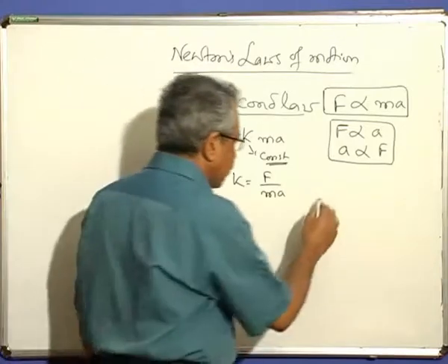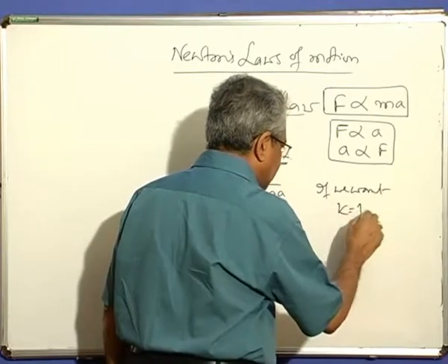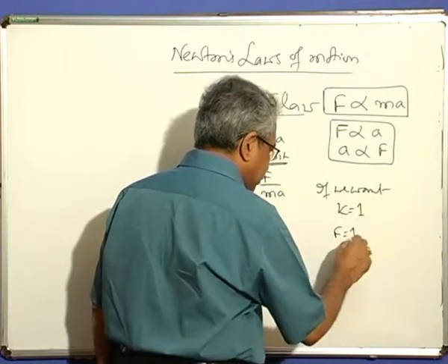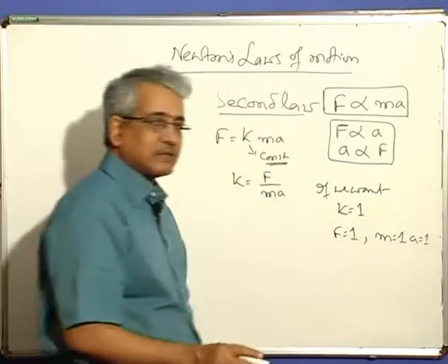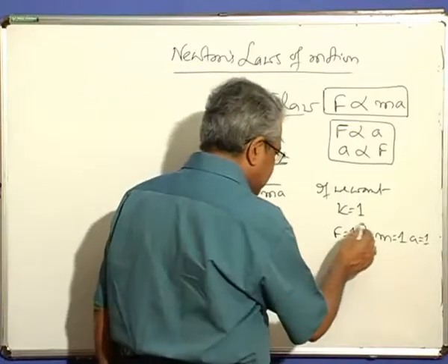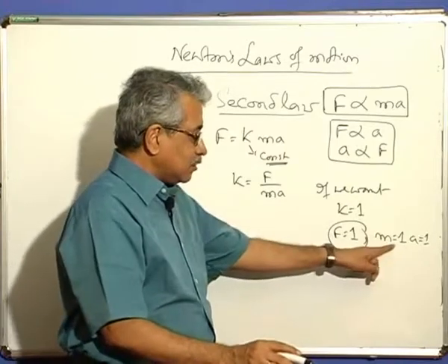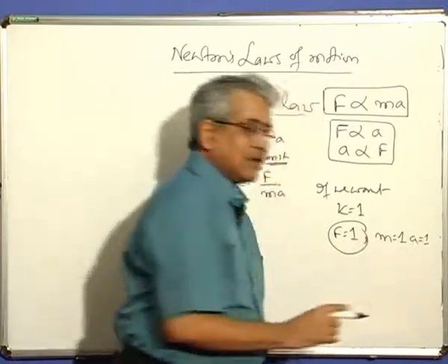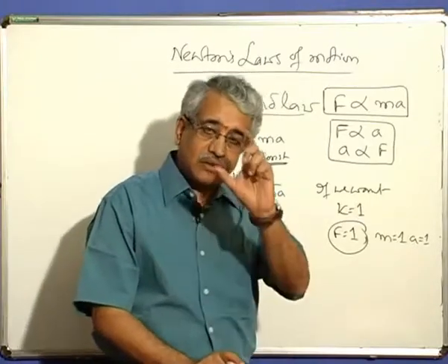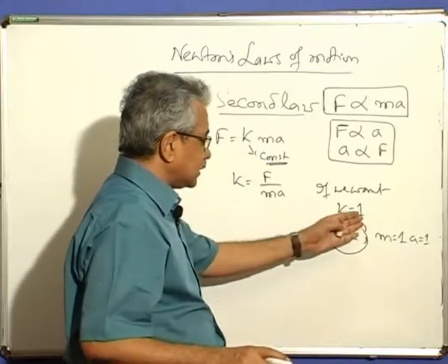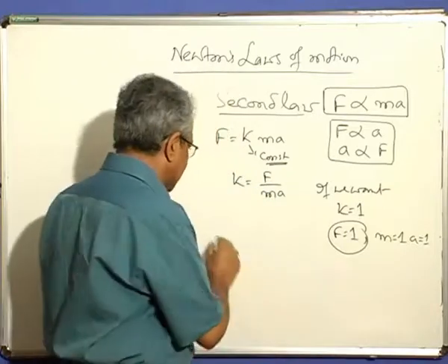That means, if you want k equal to 1, what should be the case? F must be equal to 1, m equal to 1, a equal to 1. Remember, that means you must choose some unit of force equal to 1, such that when it acts on one unit of mass, it will create one unit of acceleration only. You can choose such a force as a standard, the equation becomes k equal to 1, and your equation becomes simpler. That is what is chosen as a Newton.